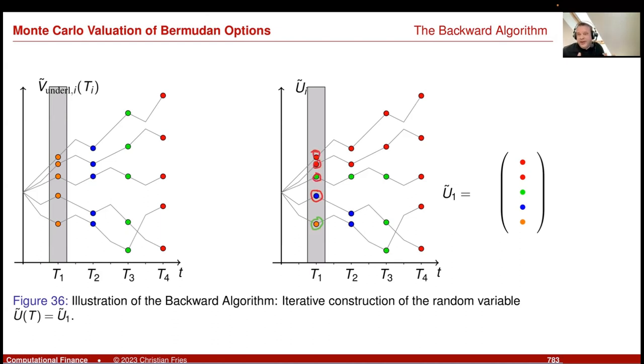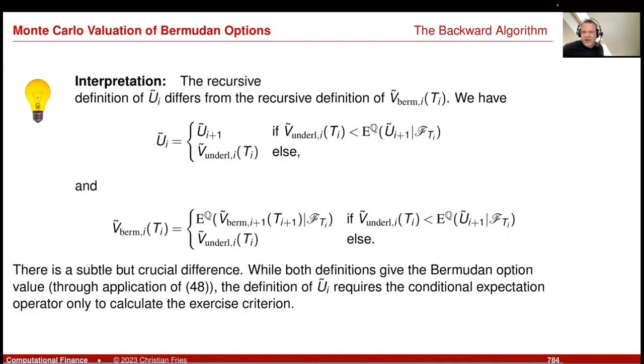Okay, and we have found the vector U1, and the claim was that the expectation of this random vector, this random variable here, is the value of the Bermudan option. Okay, this is the backward algorithm. And now comes the subtle modification that we did.